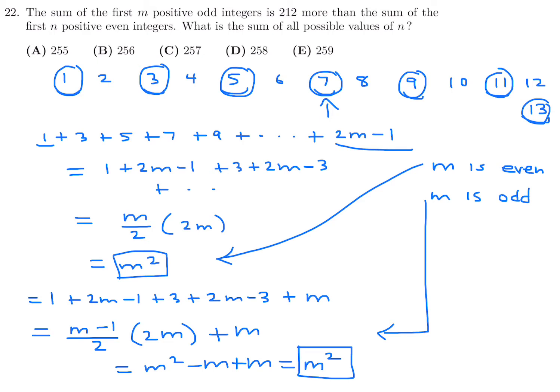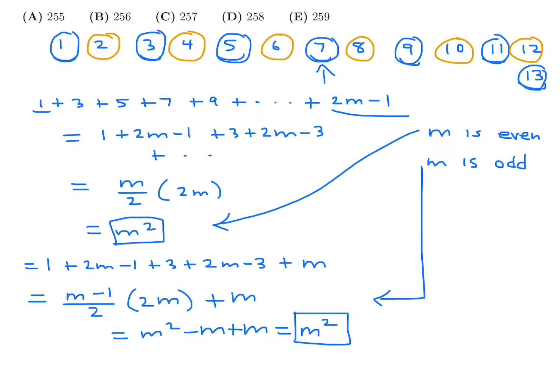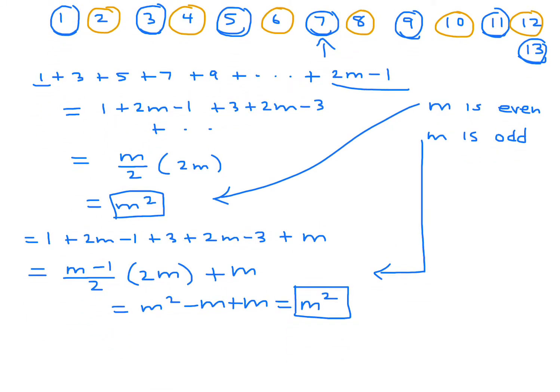The second part, fortunately, is a little bit easier to explain. That is the sum of the first n positive even integers. For example, if you have 2 and 4 and 6 and 8 and 10 and 12 and so on, and you add up 2 plus 4 plus 6 plus 8 and so on, the first n even integers, you're going up until 2n. The first n even integers will go up to 2n.